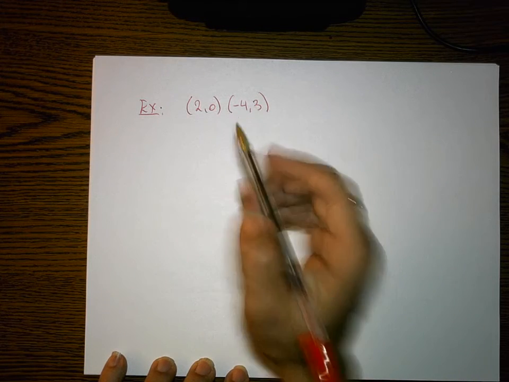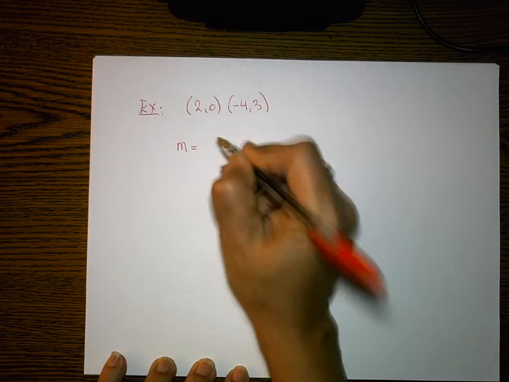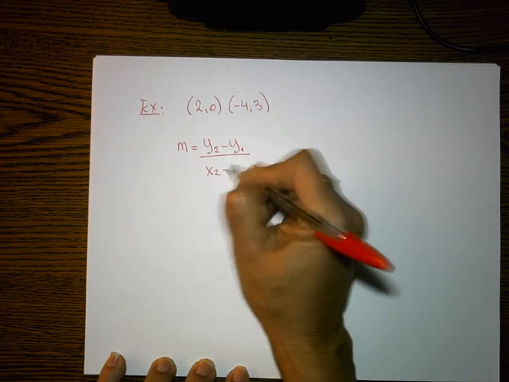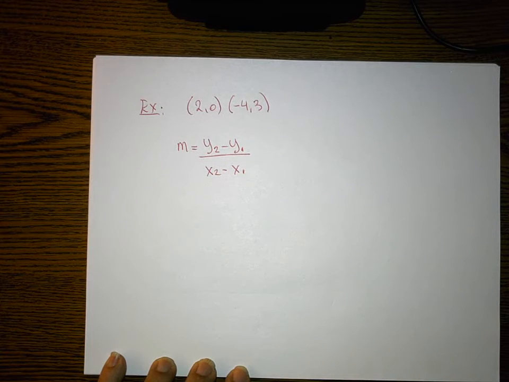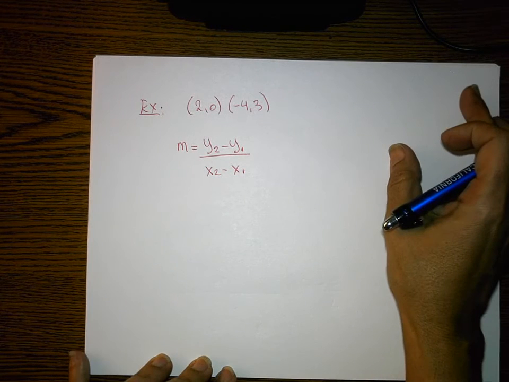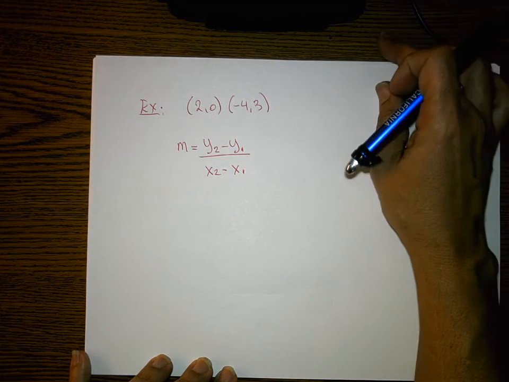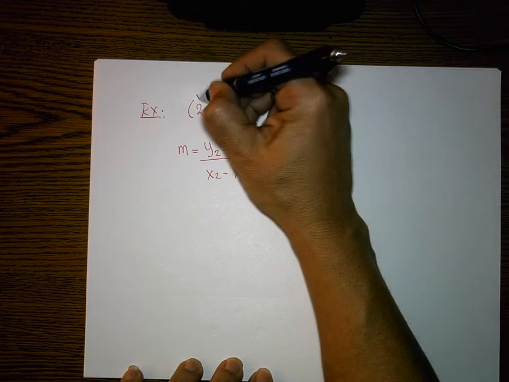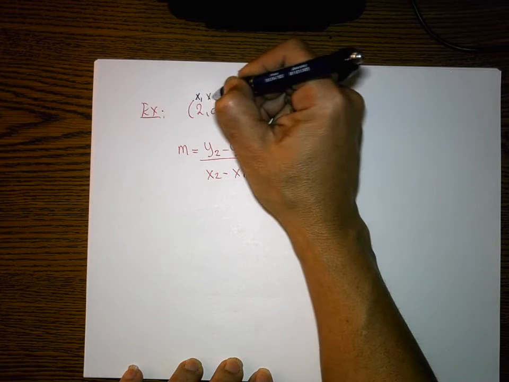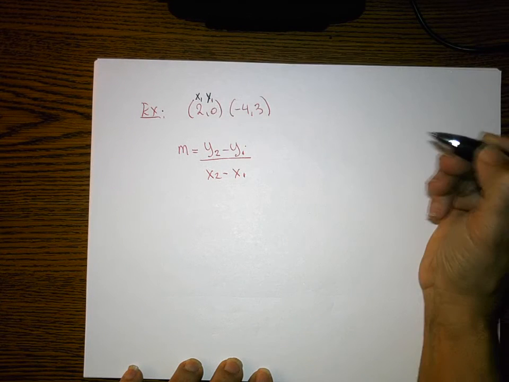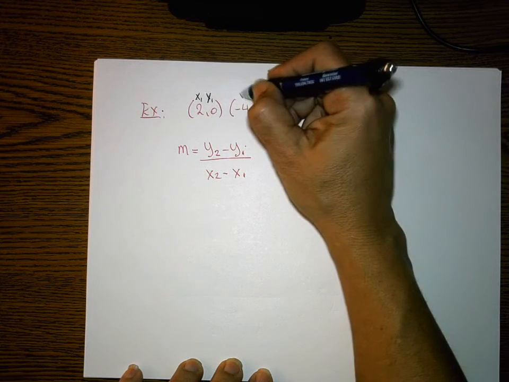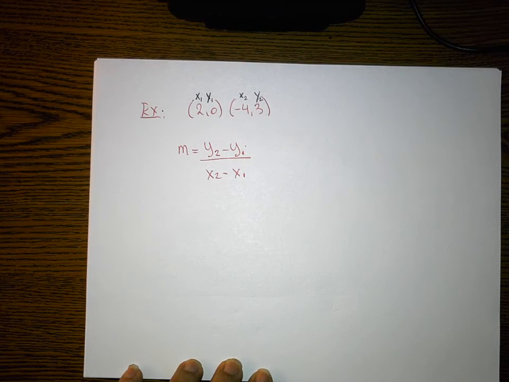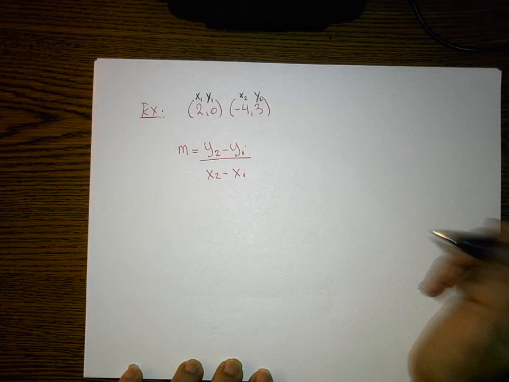I'm going to use the slope formula. m equals y2 minus y1 all over x2 minus x1. Now you have to label which one you want to be the first set of pairs and the second set of pairs. So I'm going to label this one my x1 and this one my y1. This one I'm going to label my x2 and this one my y2. You have to keep the same order or you get wrong answers.